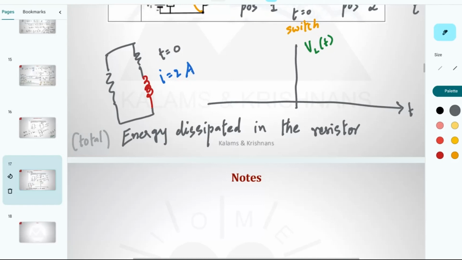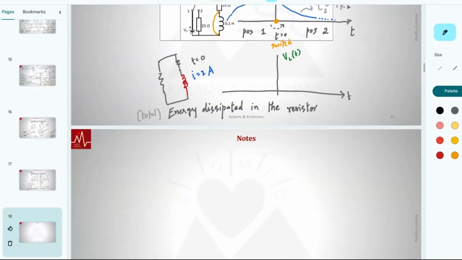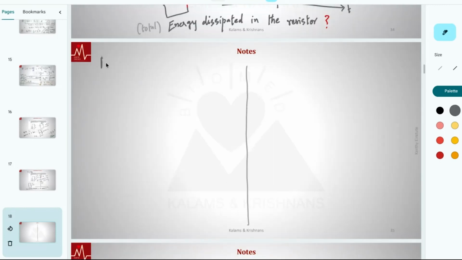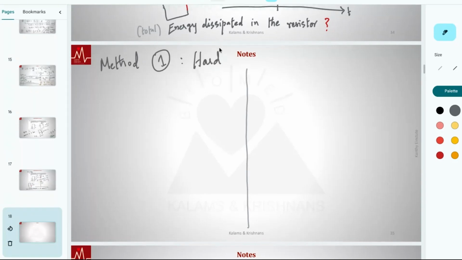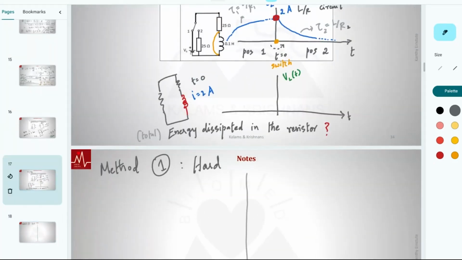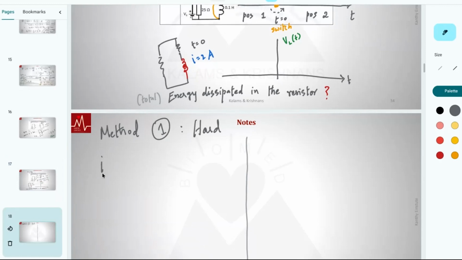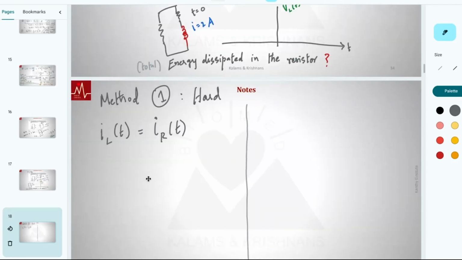Okay, let me say that. So what is the energy dissipated? This is the question. You can do that with 2 methods. This is method 1, the hard method. Technically, I is a function of time. This is an exponentially decaying function. I inductor as a function of time. In the circuit, this also happens to be I resistor as a function of time. Power dissipated in the resistor as a function of time is, with the equivalent resistance, I square R of t.